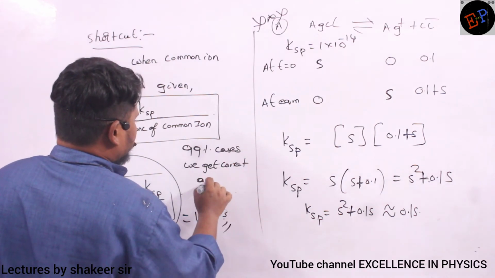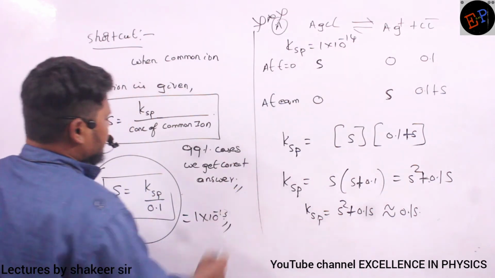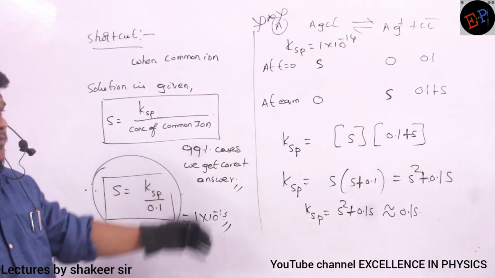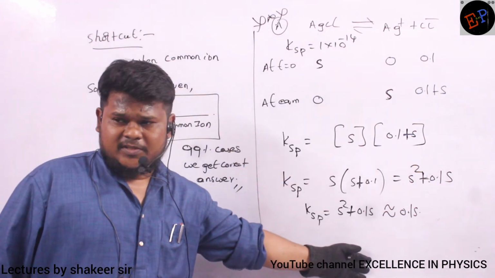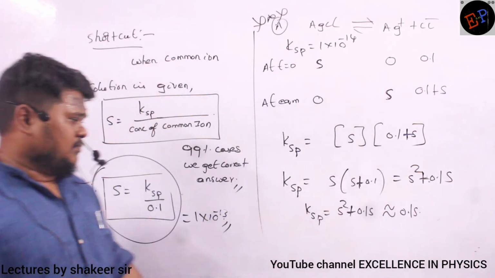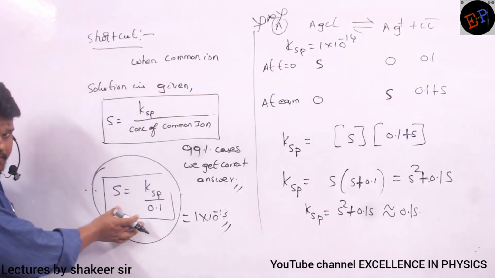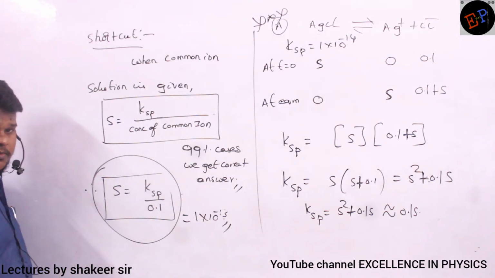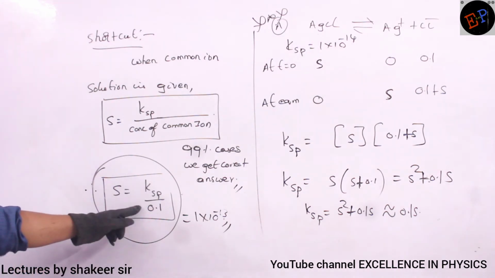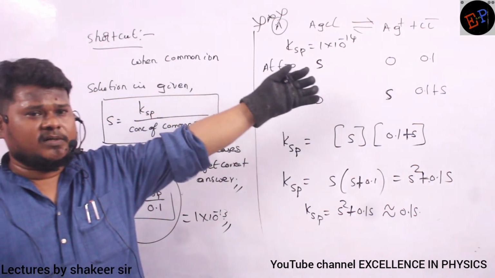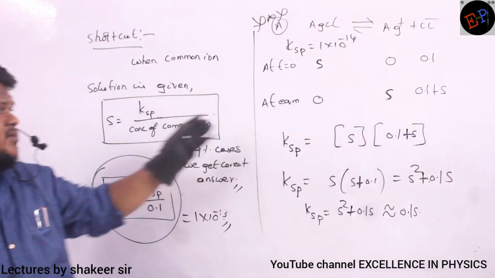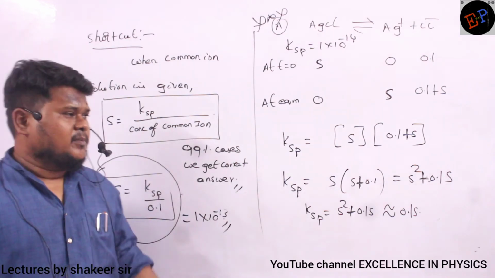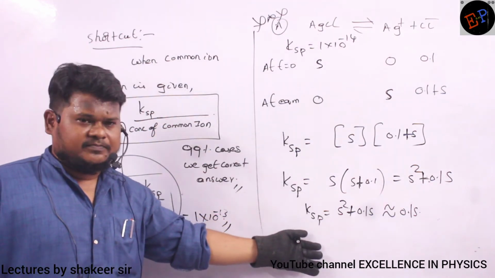Okay? That means up to NEET and mains levels you can use this formula directly, without doing all this calculation. Are you able to understand? That is the same result which I got, no? Solubility is equal to Ksp divided by 0.1. What is this 0.1? 0.1 was the concentration of Cl minus, no? Are you able to understand? So if you use this formula also, directly you can get the answer. Okay? But you better use this one.